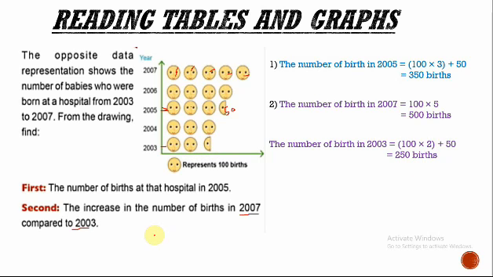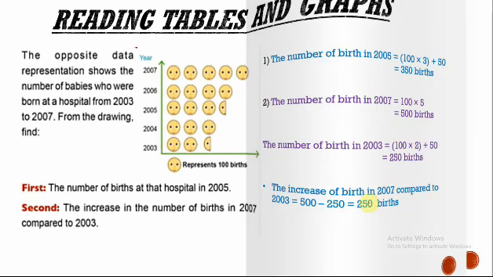Then, to find the increase, we need to subtract those from each other: the number of births in 2003 from the number of births in 2007. 500 minus 250 equals 250 births.